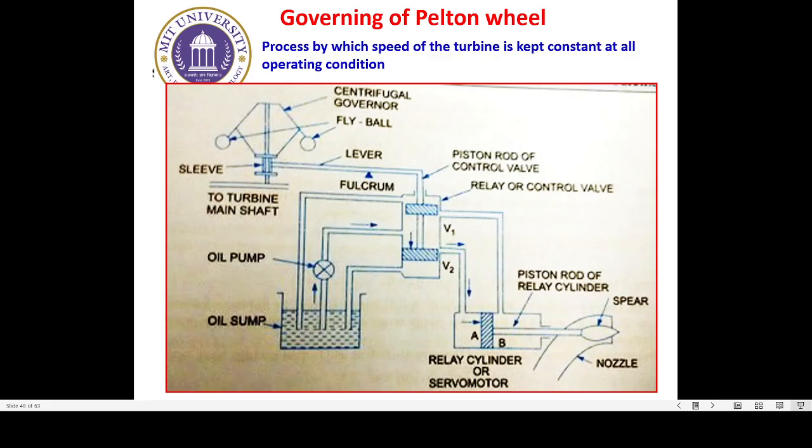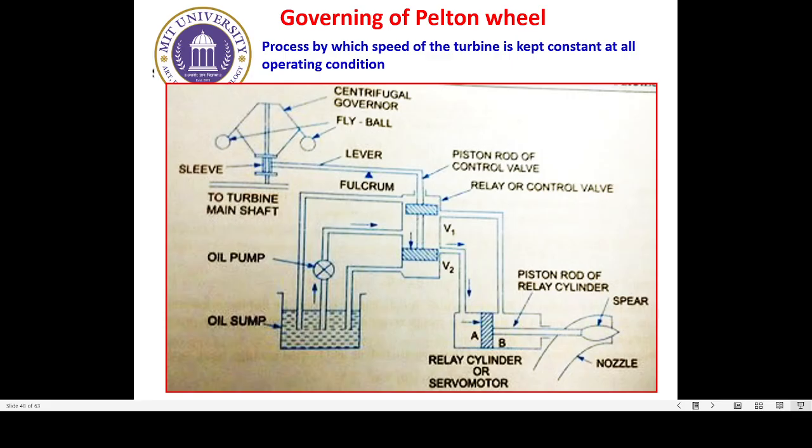This condition is only possible provided that the speed of the generator under all load conditions can be maintained constant, right? So I repeat this one. The speed of the generator will be constant provided the speed of the turbine, which is coupled to the generator, is kept constant.